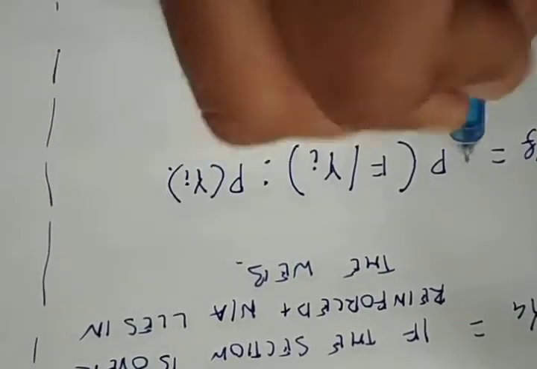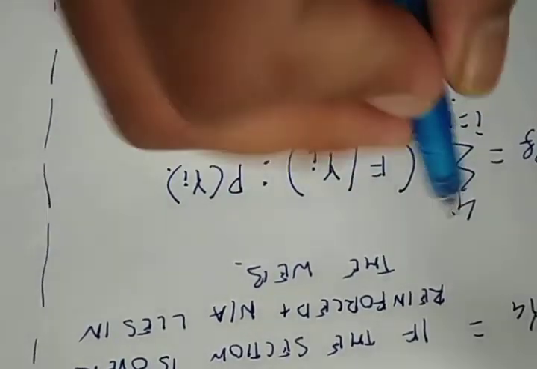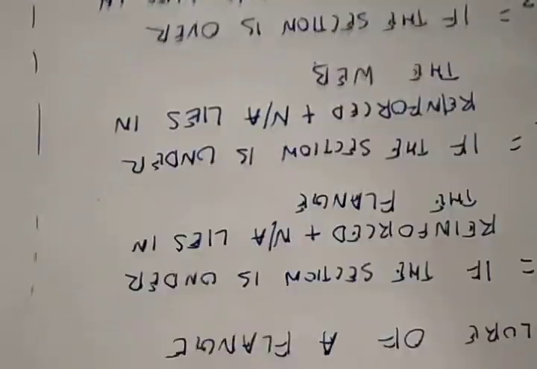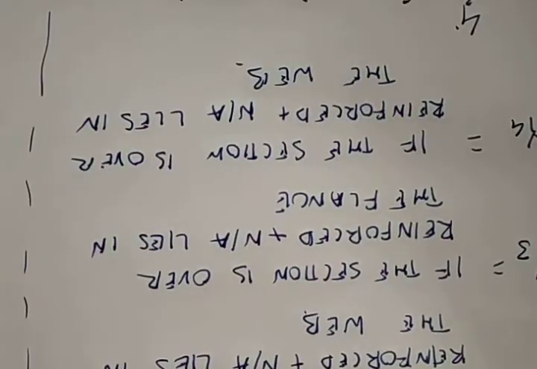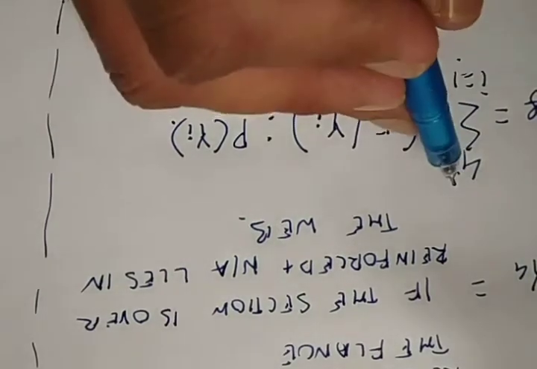I'll just explain a little bit how I got to this. I am writing i equals 1 to 4 because I have discussed four different conditions, y1, y2, y3 and y4. These are the four different conditions that I have considered here. That's why I have i equals 1 to 4.